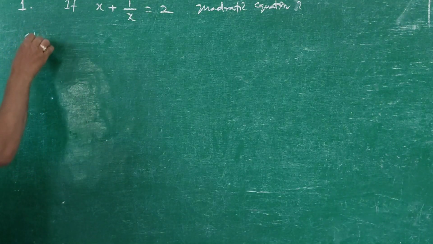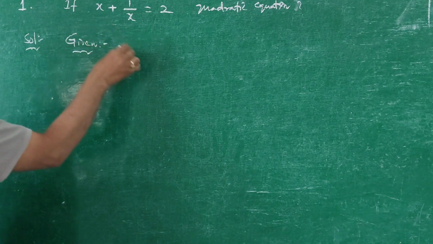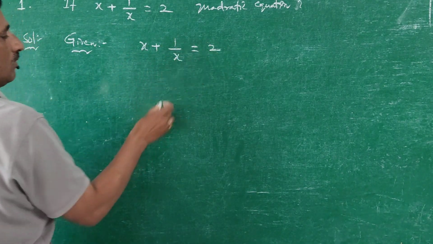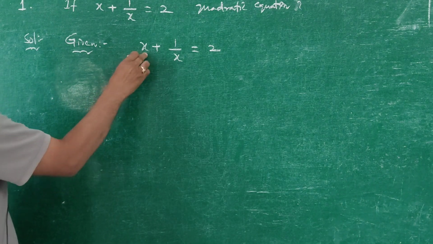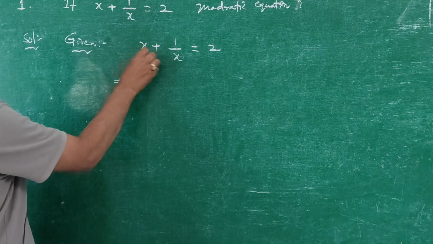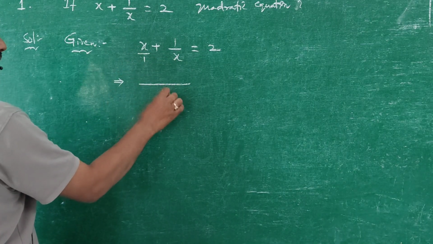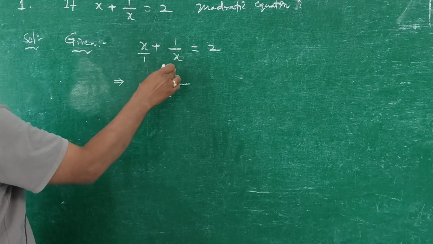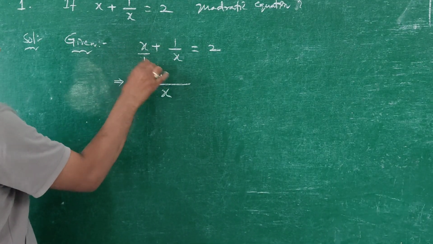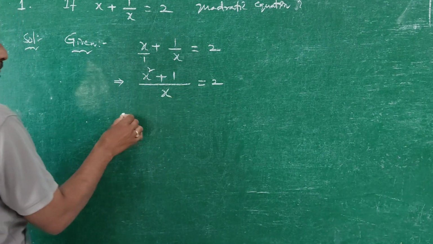Solution. First we write the given equation: x plus 1 by x equals 2. Between these two terms we have a plus sign, so we take the LCM of the denominators. The LCM of 1 and x is x. By cross multiplication we get x into x, x square. These two are different, that's why I can multiply with the cross. 1 ones are 1, that is equals to 2.